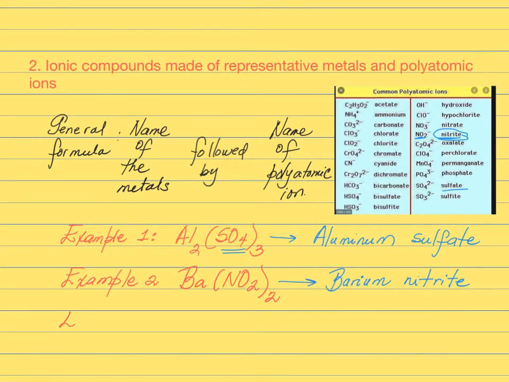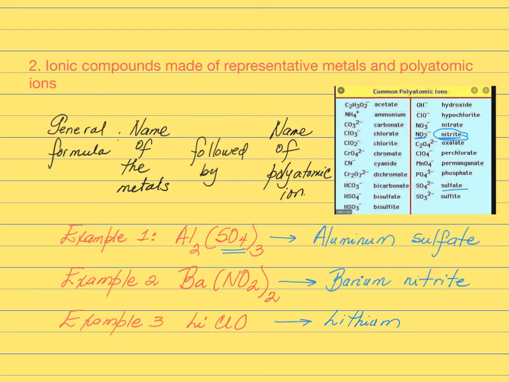Okay. Last example. Example 3. Let me see. I'm going to use LiClO. Okay, one more time. Lithium, as you look in the periodic table, is in group 1, so it's a representative metal. Do I have to change the name? I'm going to keep the same name. So lithium.